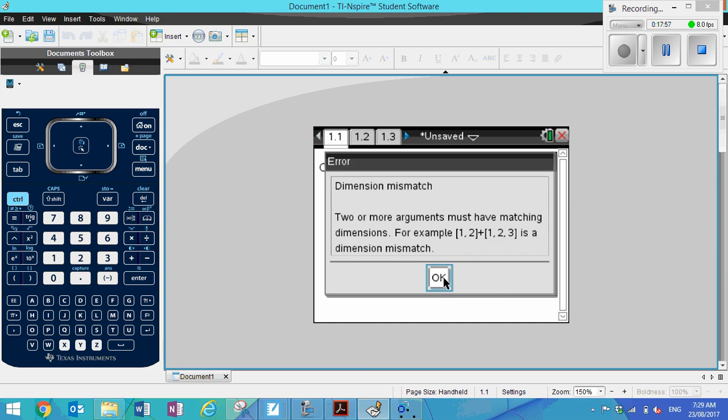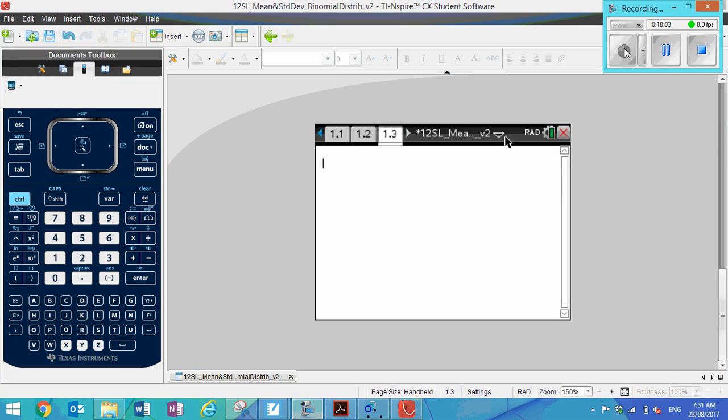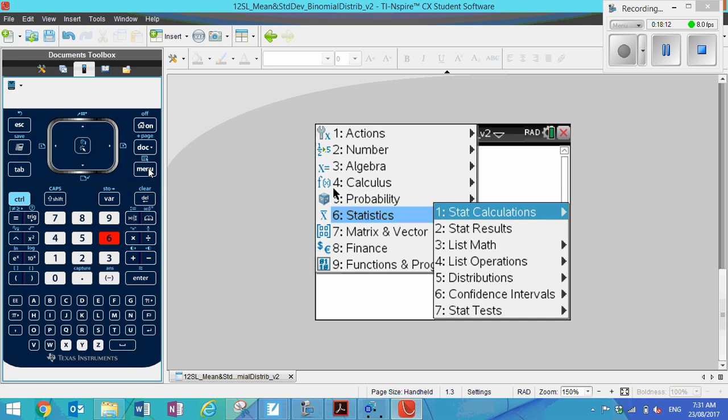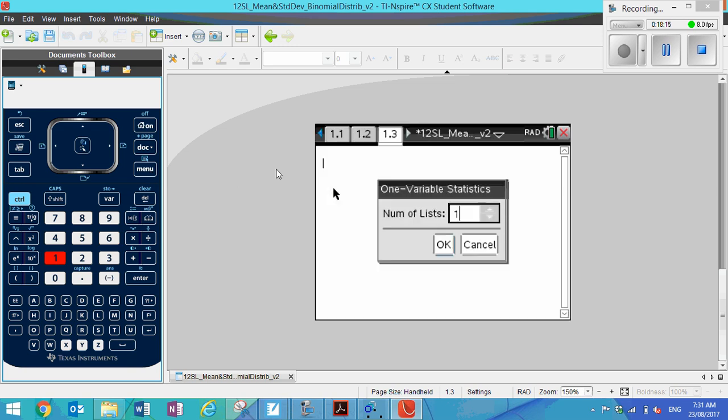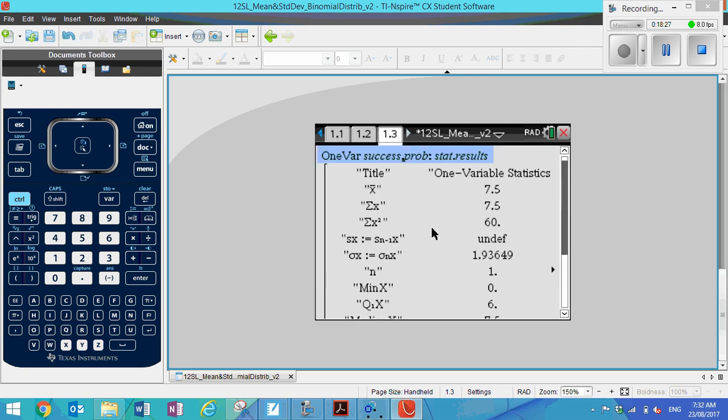For example, we've got a mismatch. Let me check with that. Okay, I found the problem is because I deleted those values and it's fixed it up. So what we're going to remember is statistics, stat calculations, one variable statistics. That's okay. We're doing our numbers of successes and then the probability. So this is what we come out with. Our mean is 7.5. And our standard deviation, remember the sigma X, not the sX, is 1.936, etc.